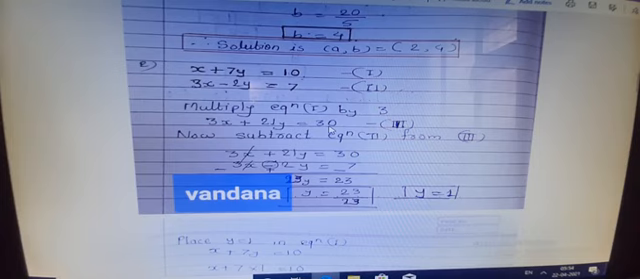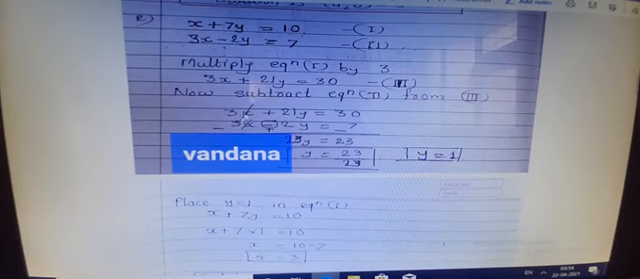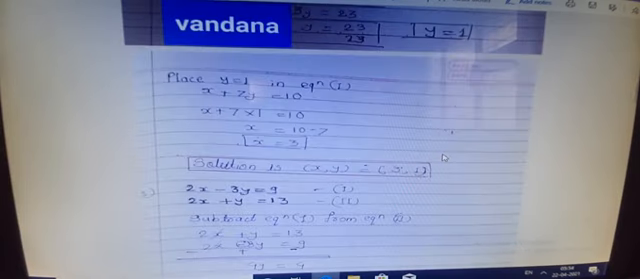Now consider equation 3 and equation 2. Here the coefficient of x is the same and the sign is also the same, therefore we have to subtract. After subtraction, plus 3x minus 3x get cancelled, plus 21 plus 2 becomes 23y because this is a subtraction. 30 minus 7 becomes 23. y is equal to 23 divided by 23. Therefore, we get the value of y is equal to 1.